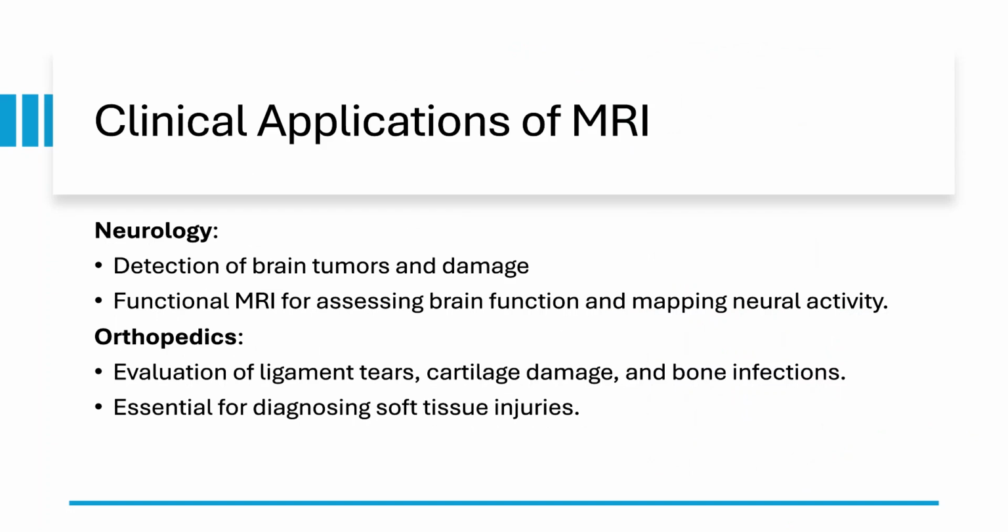Now let us see some clinical applications of MRI. It can be used in neurology for detection of brain tumors and damage. Functional MRI can be used for assessing brain function. Mapping activities can be used in orthopedics for evaluation of ligament tears, cartilage damage, and bone infection. It is also essential for diagnosing soft tissue injuries.